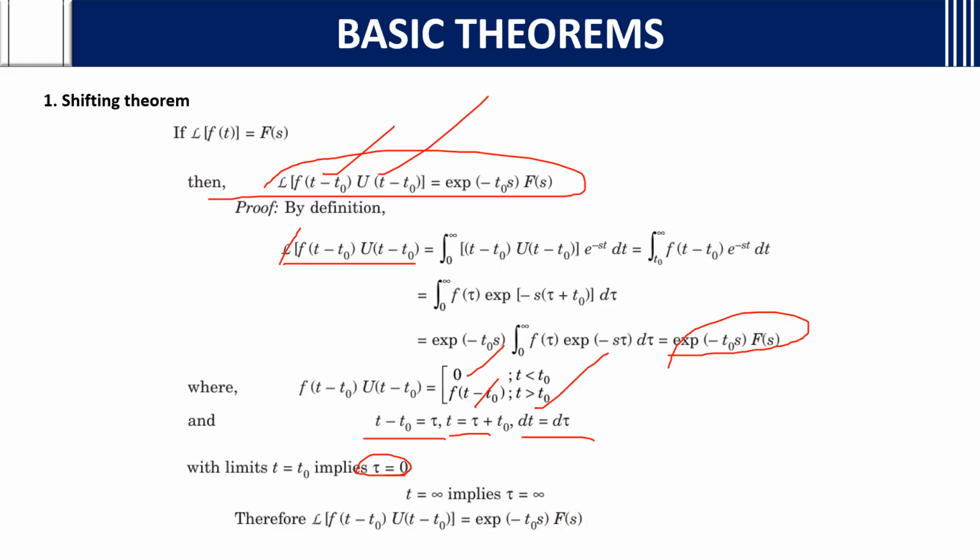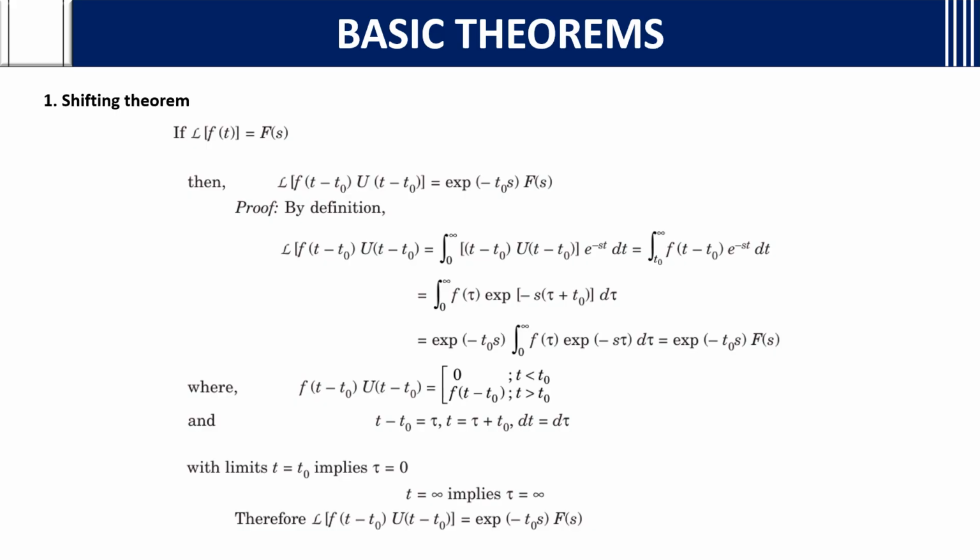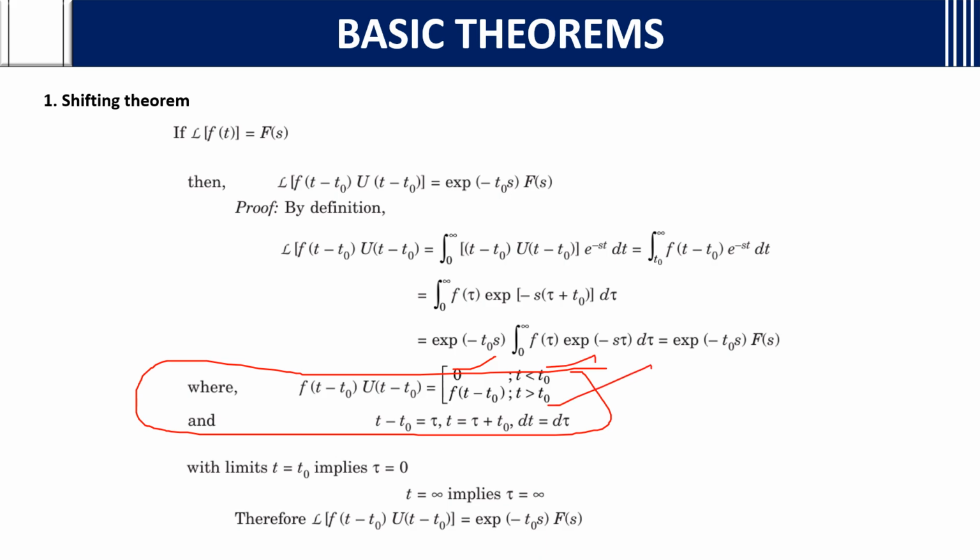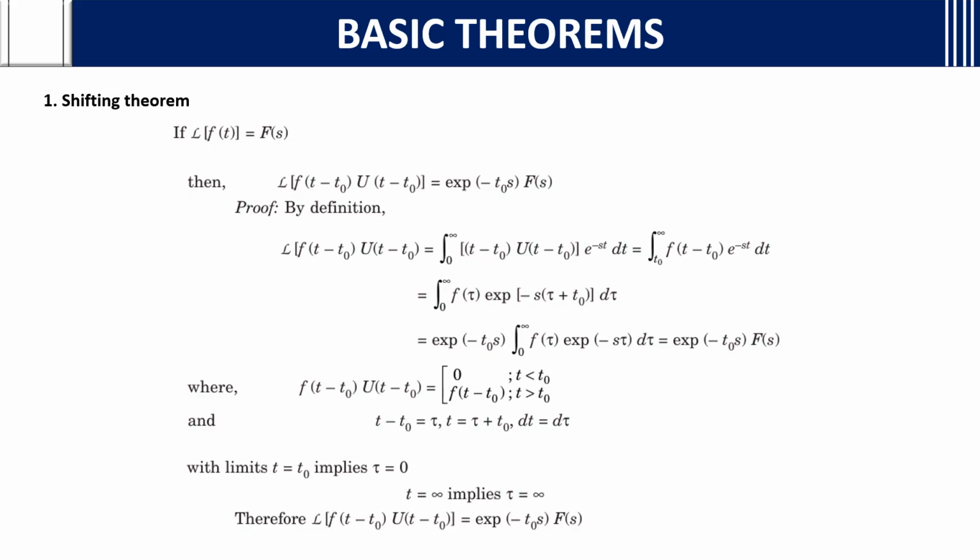This is the final equation itself. They are explaining how it will be 0 when t is less than t naught, what the value will be when t is greater than t naught, and how t is equal to t naught can be done. When tau is equal to 0, it is nothing but t is equal to t naught. But the final proof that we want is this, and this is the equation we have proved.